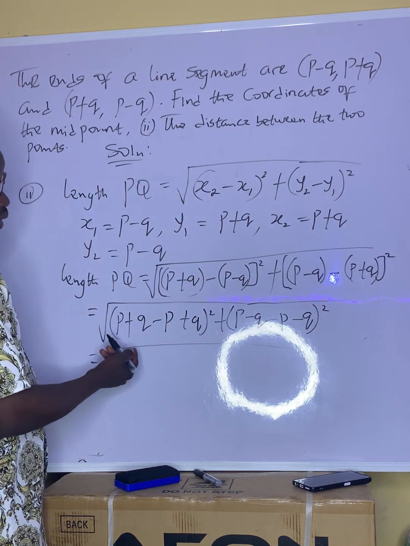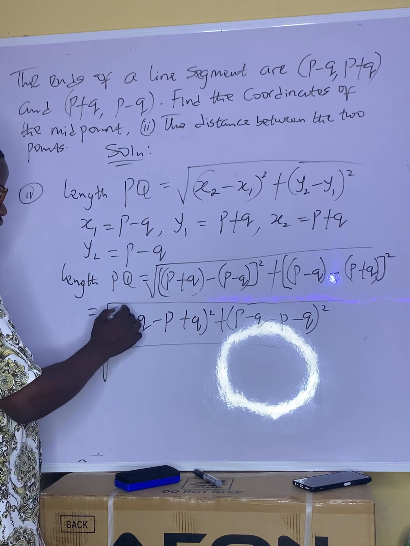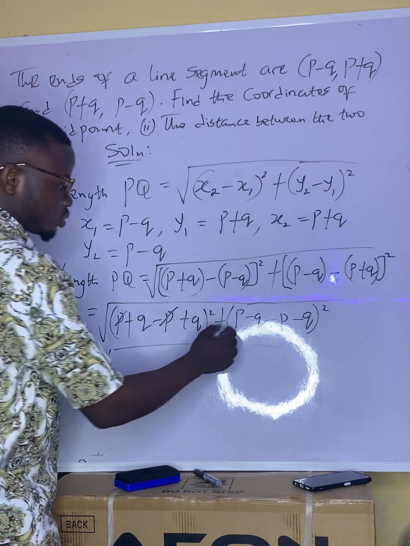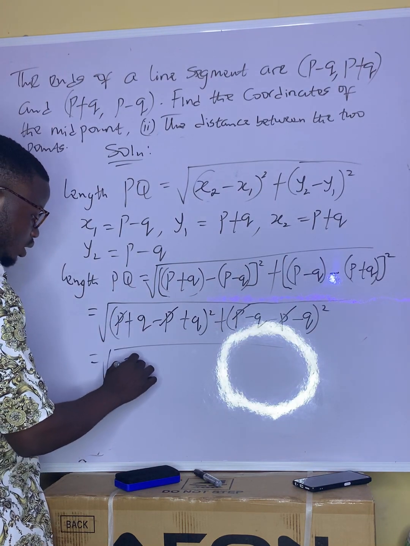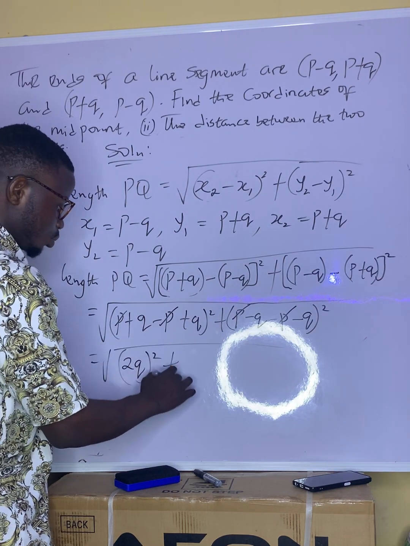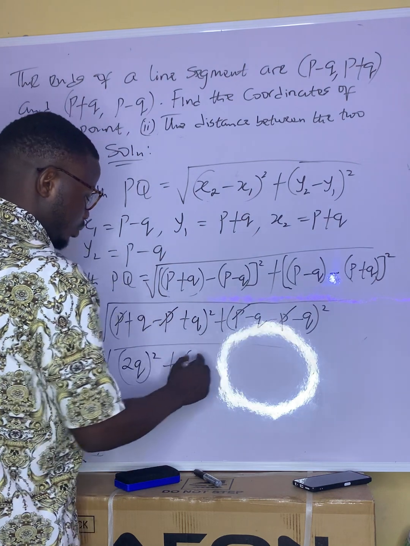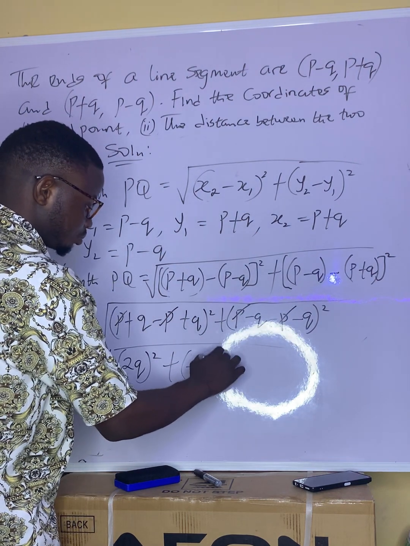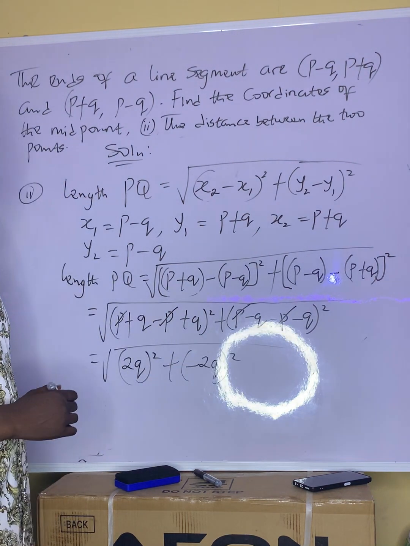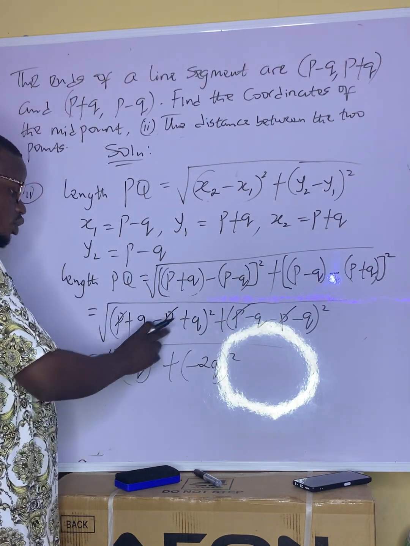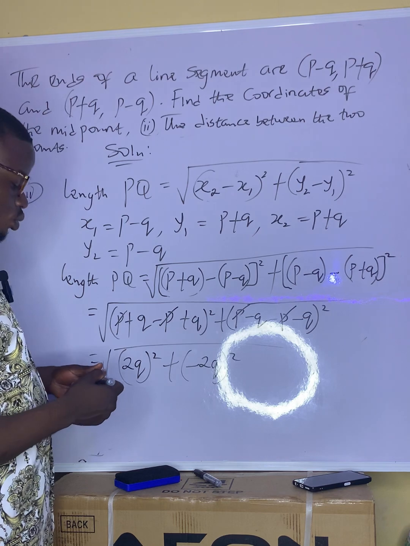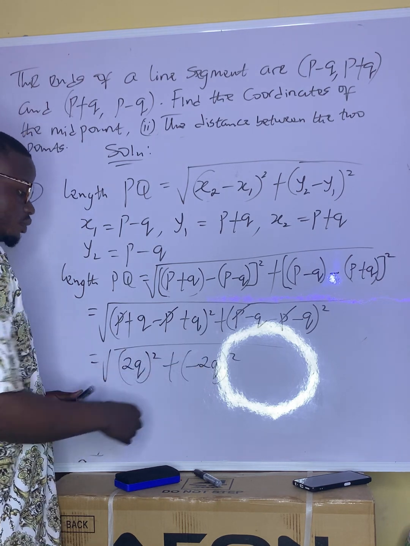So now here we are going to have this, we cancel this. Here we have plus minus, we cancel, plus minus, we cancel. So we have 2Q raised to the power of 2 plus minus Q, that will give us minus 2Q raised to the power of 2. So now minus Q will give us minus 2Q, then plus Q will give us plus 2Q, then raised to the power of 2 is here.